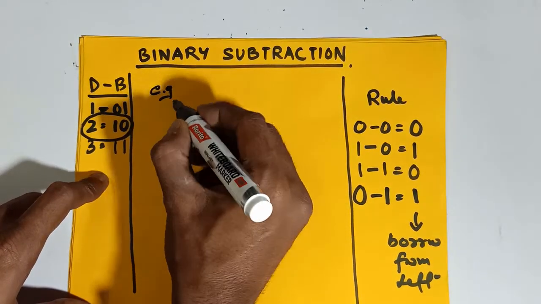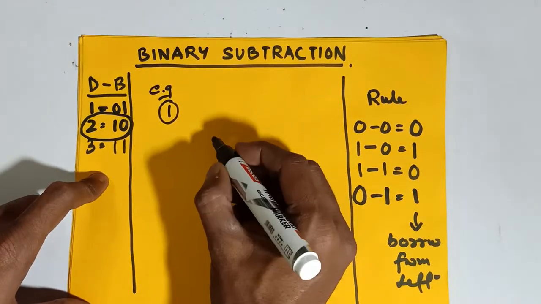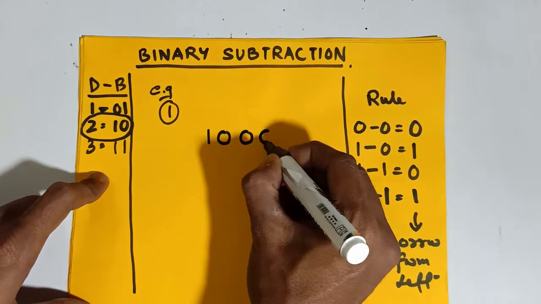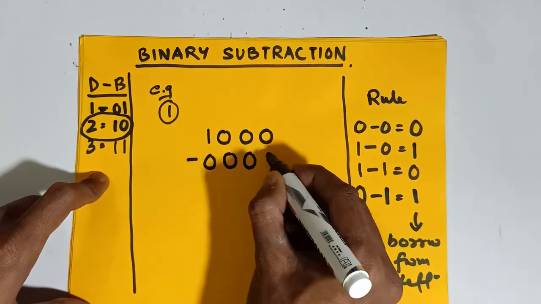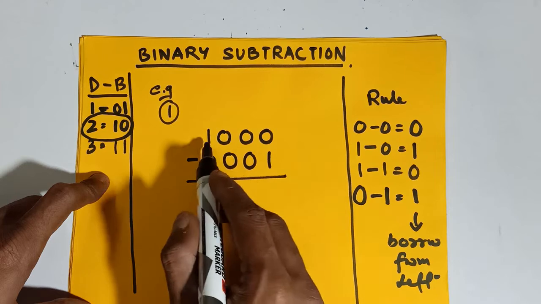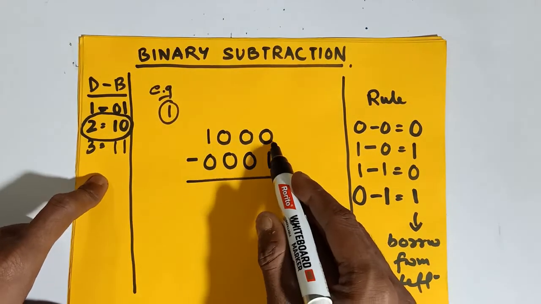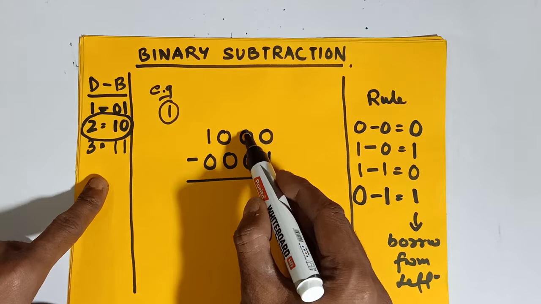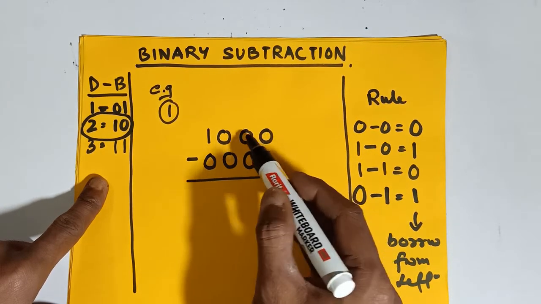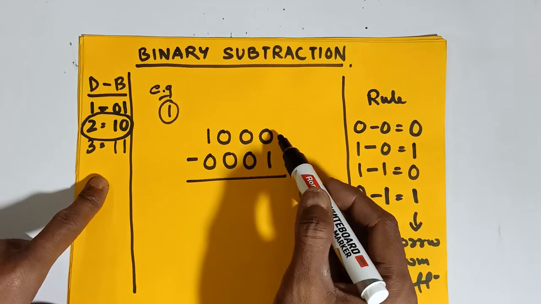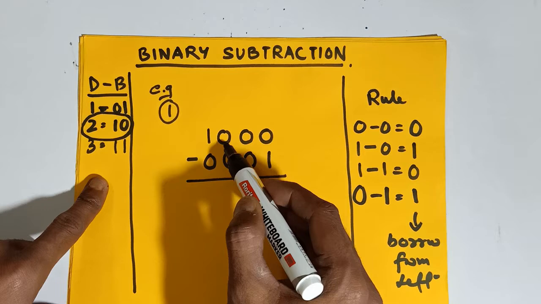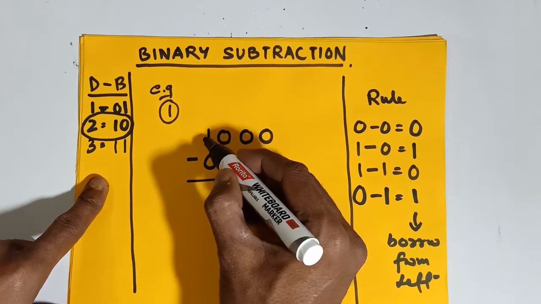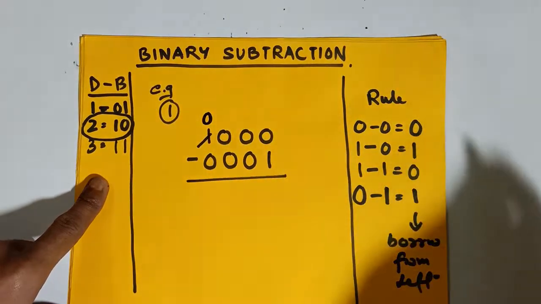Example 1. Let us take a simple example like 1000 minus 0001. So we'll subtract 0001 from 1000. 0 minus 1, here we have to borrow 1 from the left side. On the left it is 0 again, it doesn't have any 1, so he cannot give any 1. So he has to borrow from here. Here also he has 0, so he cannot give 1. So ultimately he has to borrow 1 from here. When he borrows 1 from here, it becomes 0 and he gets 1 here.